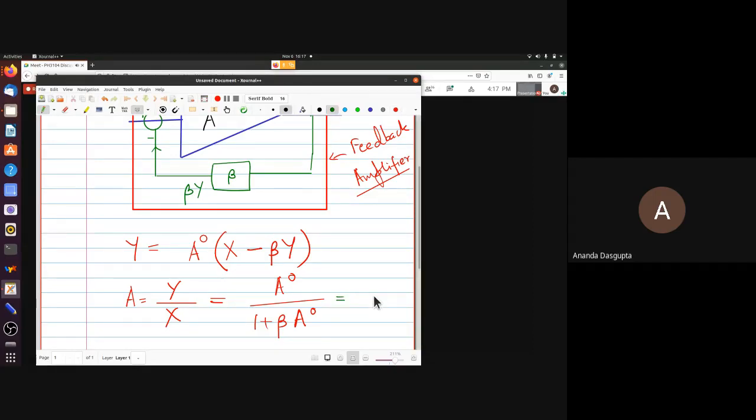So, can anybody tell me what would I ever achieve by this? Because this looks like I've deliberately reduced the gain a lot, right? The gain was A0. Now I brought it down by a fraction, 1 plus beta A0. And if A0 is huge, then even for a reasonably small beta, a small fraction, beta A0 may be quite large. In fact, beta A0 may be much bigger than 1. Which would mean that the gain has come down a lot.